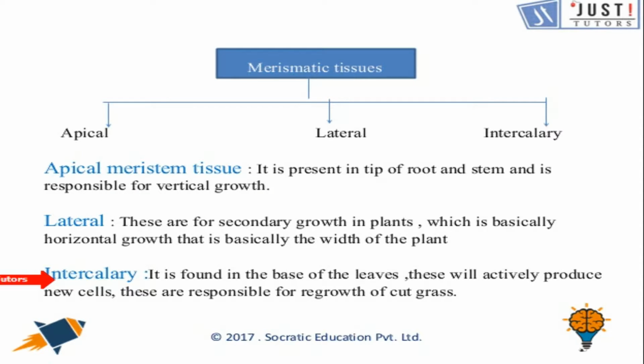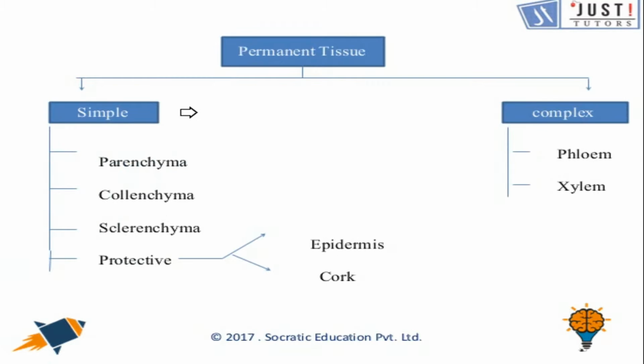Let's move forward and talk about permanent tissues. Permanent tissues are formed by division and differentiation of meristematic tissue. They are composed of those cells which have lost the power of division and attain a permanent shape, size and function. You can divide them into two categories: simple permanent tissues and complex permanent tissues.